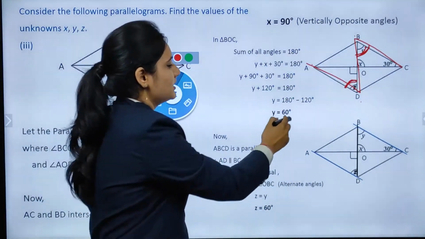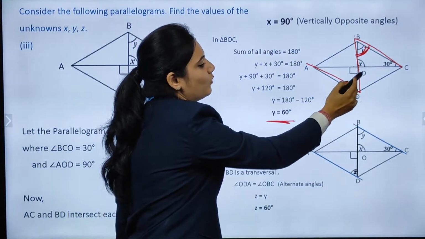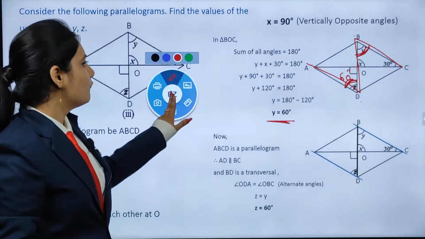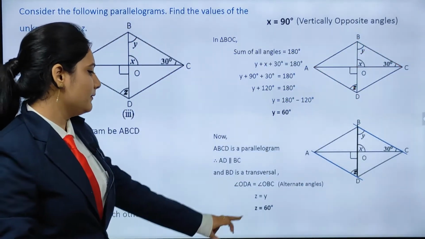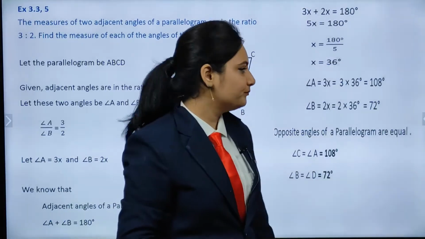OBC angle is 60 degree. So ADO will also be equal to 60 degree. Hence the value of Y will also be 60 degree only. Now coming to the next question.